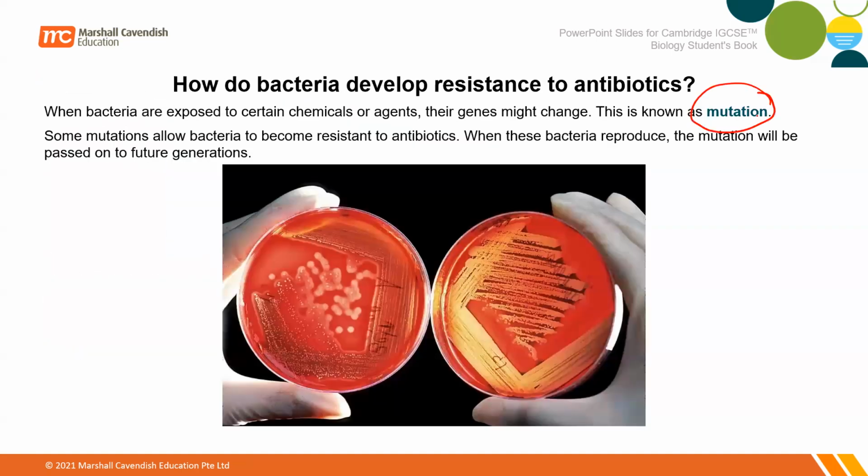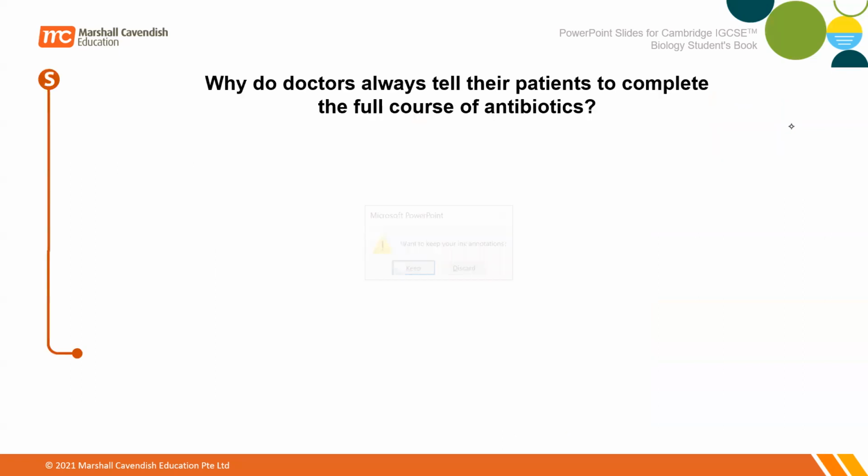Mutation, guys, has 4 points I need to cover. The word mutation and its definition is the first mark: it allows the bacteria that had a mutation to become resistant to antibiotics. This is the second mark. Competition will happen, and the bacteria that survive will be able to reproduce. That's the third mark, and then the mutation will pass from one generation to another, which is the fourth mark.